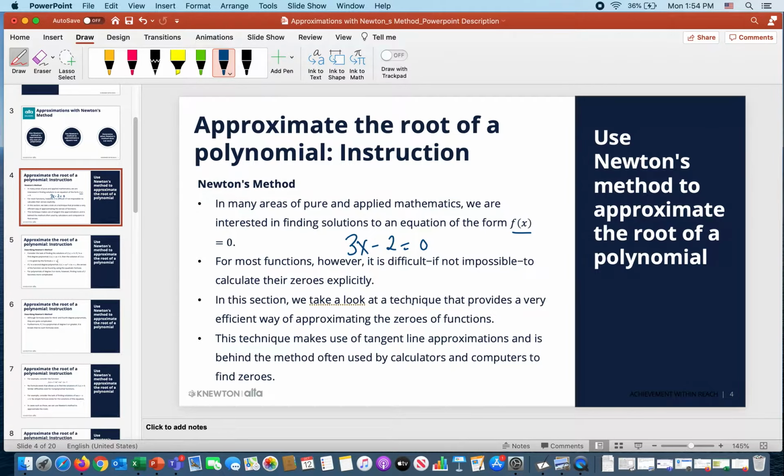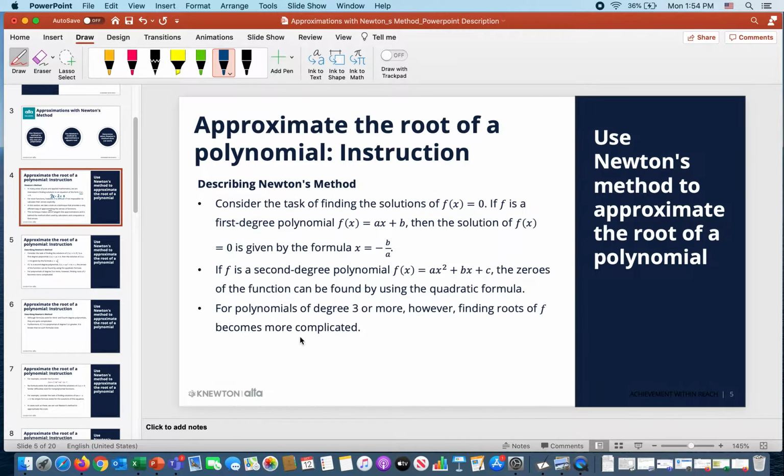In this section, we take a look at a technique that provides an efficient way of approximating the zeros. Again, we're approximating, so we're not finding the exact value of those things. This technique makes use of tangent line approximations, and we've already seen how those work. If we set ax plus b equal to 0, that's a fairly easy problem to solve. We just finished talking about 3x plus 2 equals 0. That was a fraction. This thing is easy to solve, right? We use the quadratic formula.